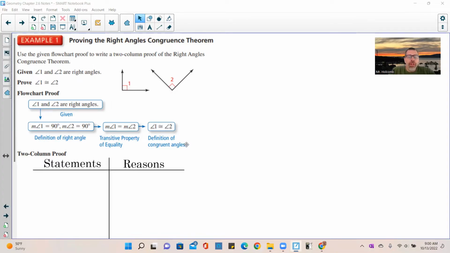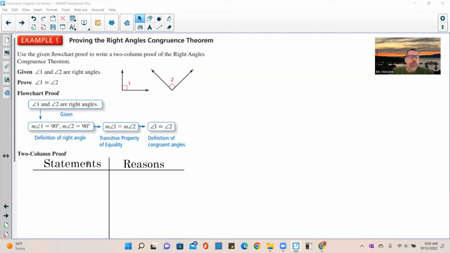So I'm just going to show it to you and talk through it. We're not really going to do these. Angle 1 and angle 2 are right angles. Reason: given. The measure of angle 1 equals 90 degrees. The measure of angle 2 equals 90 degrees. Definition of right angles. Therefore, we can say the measure of angle 1 equals the measure of angle 2. If the measure of angle 1 equals 90 and 90 equals the measure of angle 2, then the measure of angle 1 equals the measure of angle 2 is the transitive property of equality. So then finally, if two angles are equal, then they must be congruent. So angle 1 is congruent to angle 2, and that is the definition of congruent angles.